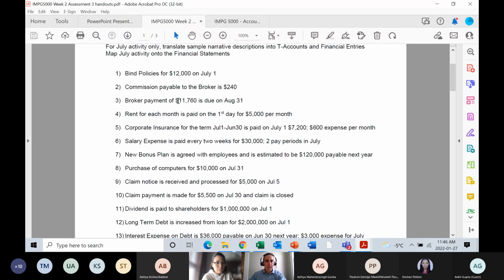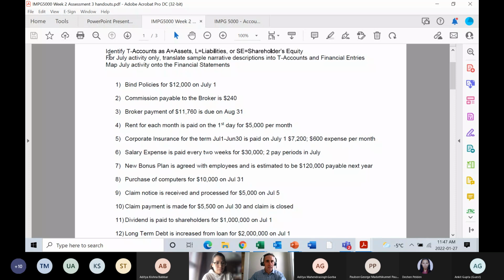So there's a broker payment. Now, even though this says map the July activity, let's do this item three as if the cash was received in July, okay? The broker payment says it's due in August. Usually the broker would pay a month later. But just so I can illustrate what happens when the cash comes in, let's do this 1160 right now.